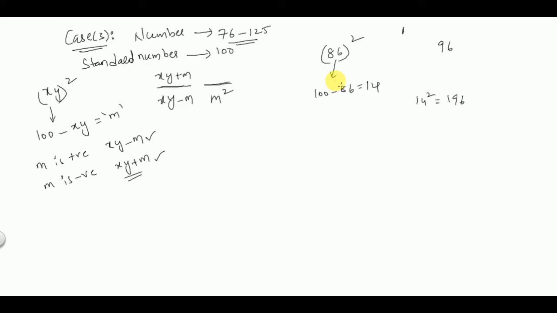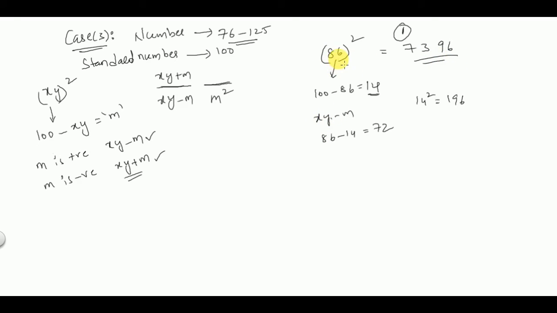Okay, so next the number is xy minus m, because m is positive, the resultant which we have to take is xy minus m, that is 86 minus 14, which is equal to 72, and plus 1 will give you 73. That's all. This is the square of 86. See, it's very simple, right? So 86 whole square is 7396.